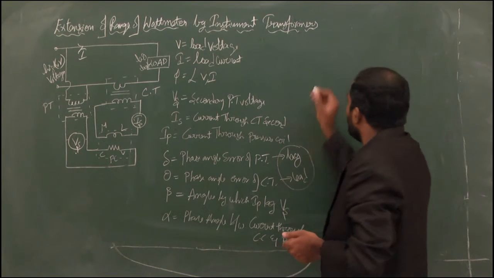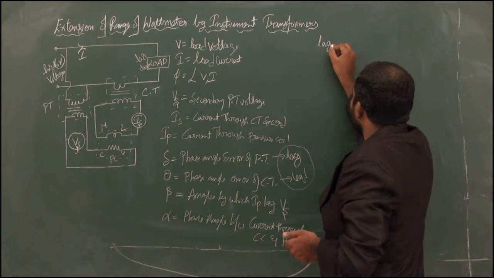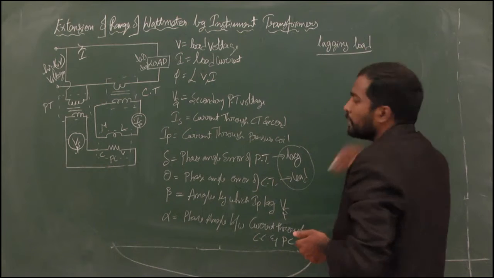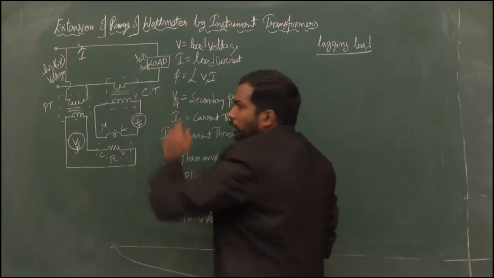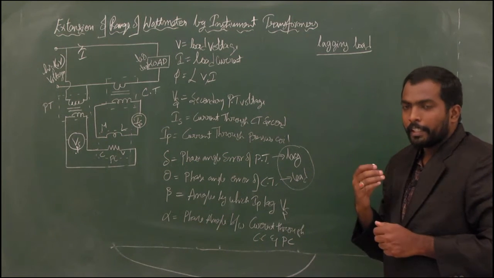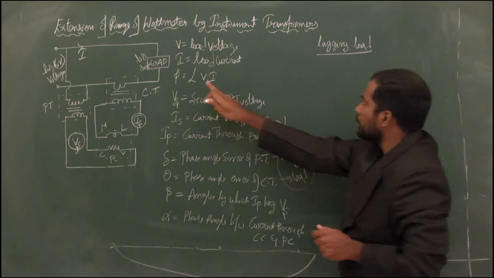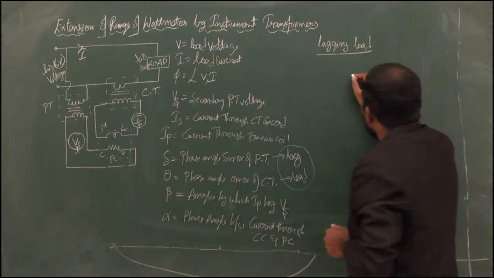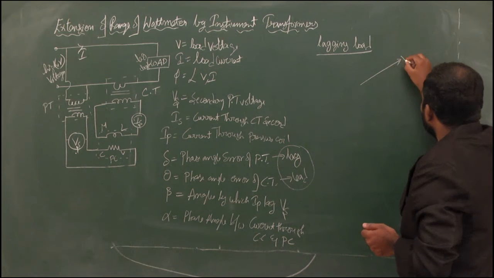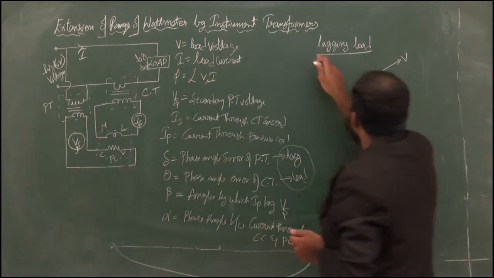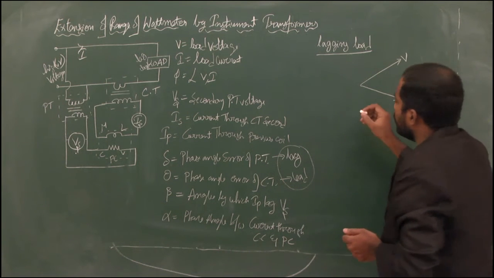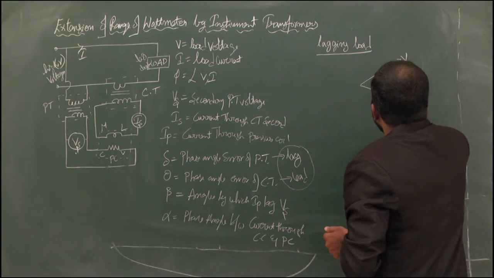Now let us take the condition for a lagging load. That means the load is lagging in this condition. Whenever we have a lagging load, the current will lag the voltage with an angle of phi. That means if I have a load voltage of V, as the load connected over here is a lagging load, the current will lag the voltage by an angle of phi.